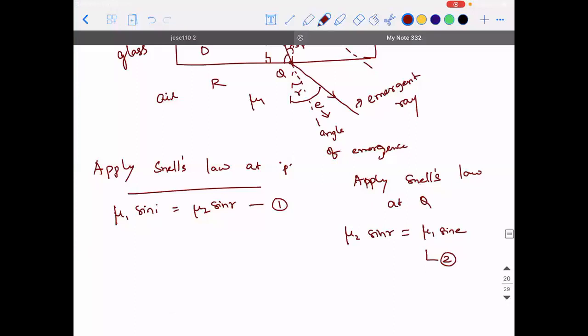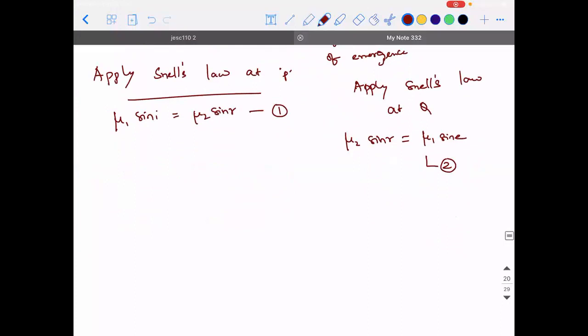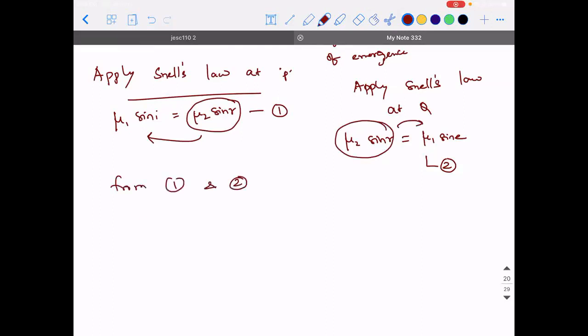So mu1 into sin I is equal to mu2 into sin R. Similarly, mu2 into sin R is equal to mu1 into sin E. So here it is mu2 sin R, which is equal to mu1 sin I. Here it is mu2 sin R, which is equal to mu1 sin E. So from 1 and 2, can I conclude that mu1 into sin I is equal to mu1 into sin E? So mu1 and mu1 will get cancelled, which implies sin I is equal to sin E. And from this, we can conclude that I is equal to E.